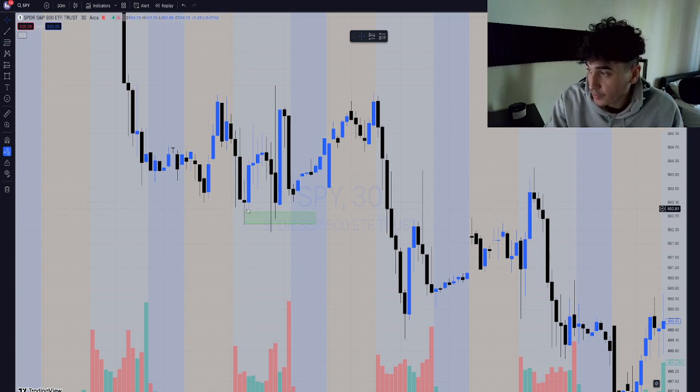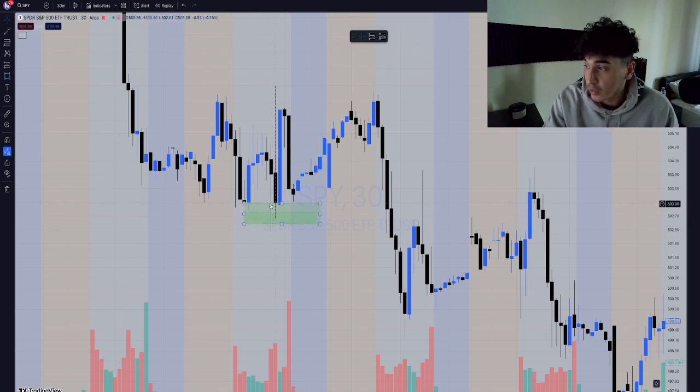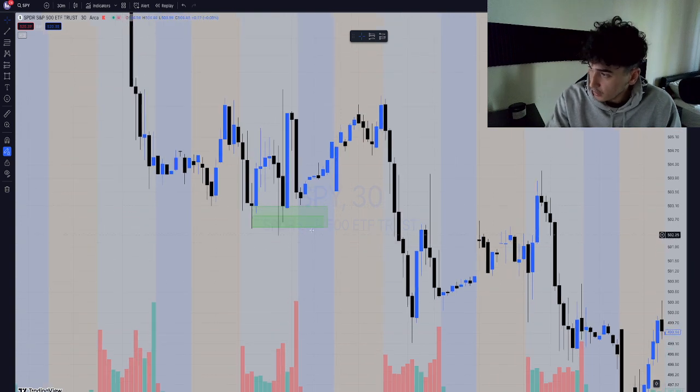I would mark out the bottom wick of this candle, of the 30-minute candle. So let's go ahead and mark that out, just how we did for our demand. Keep in mind, we are only marking out the wick, the bottom wick of this candle. Now this is for the demand. We're only going to be marking out the bottom wick for the demand. If it was supply, we would mark out the top wick. But for now, let's focus on demand.